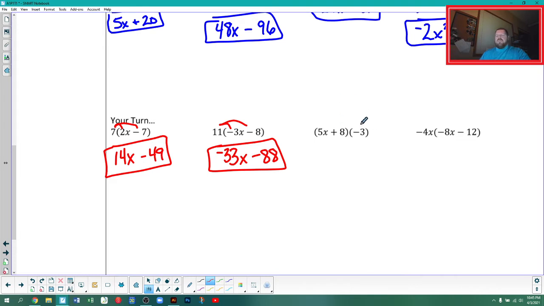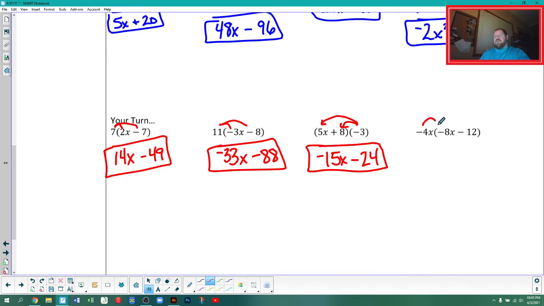Okay, this one's just backwards, but we still do the same thing. I still want to take that negative 3 to that 5x and that negative 8. Negative 3 times 5x is negative 15x. Negative 3 times 8 is negative 24. And I can replace negatives with minus signs.